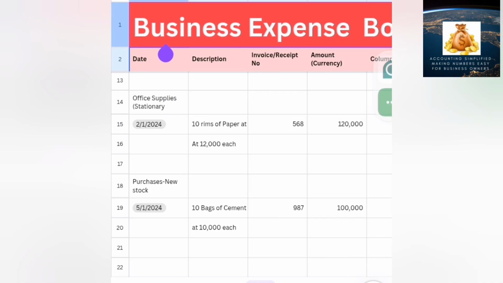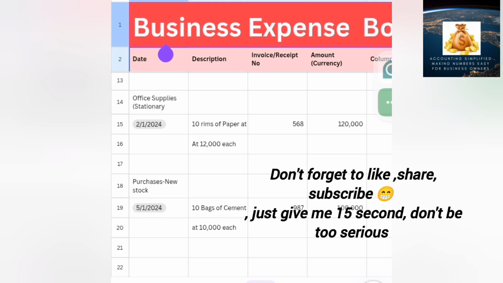Alright, so what am I trying to say? Because I have a record of how much I bought, I can speak to them and say, okay, I'll pay 12,000 naira or 11,000 naira. I won't pay the same 10,000.